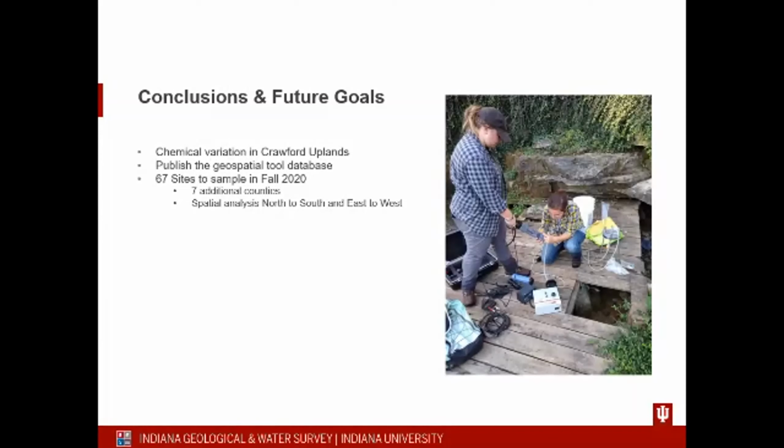I guess I'll ask one. Okay. So I assume that temperature is also one of the parameters that you measured, and if it is, are there any differences in temperature, water temperature in all of those springs, or are they pretty consistent throughout?